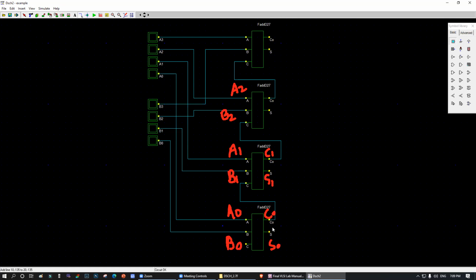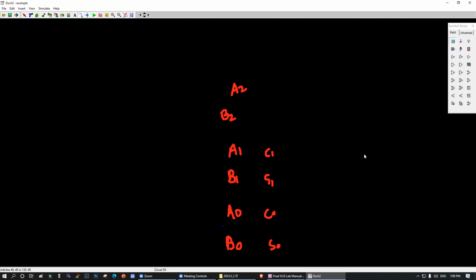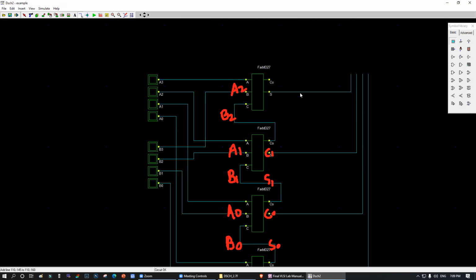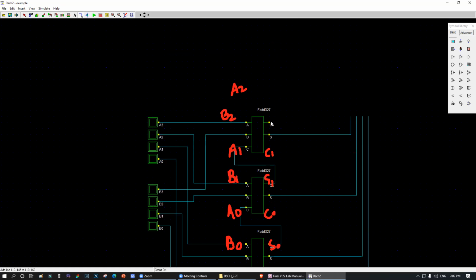So you have 5 results. One is this one. Another one is this one. Next is this one. Then you have this one. And you have one more result, right? C0. C0 will be your result as well. So we are going to use LEDs.